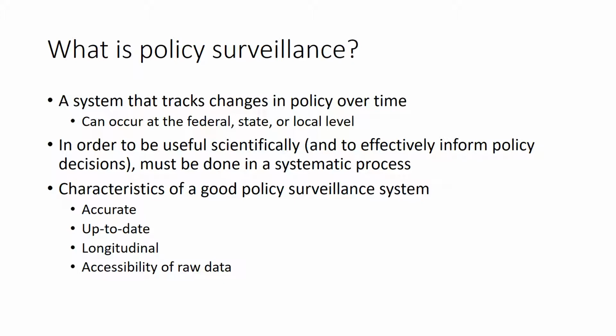And then finally, a good surveillance system allows researchers, and anybody who really wants to, to access the raw data. If we don't have access to the raw data, or if they're not willing to provide access to the raw data, we tend to question what the system is actually collecting and whether the results and the data they're presenting are actually accurate based on the information out in the population. So four characteristics of a good policy surveillance system: it has to be accurate, up to date, longitudinal in nature, and researchers or other interested parties need to be able to access the raw data that's collected within the surveillance system.